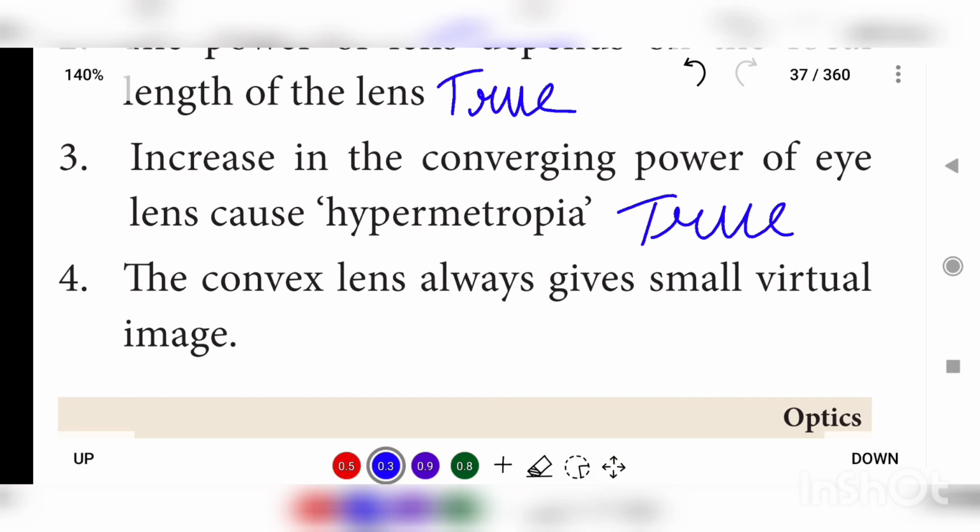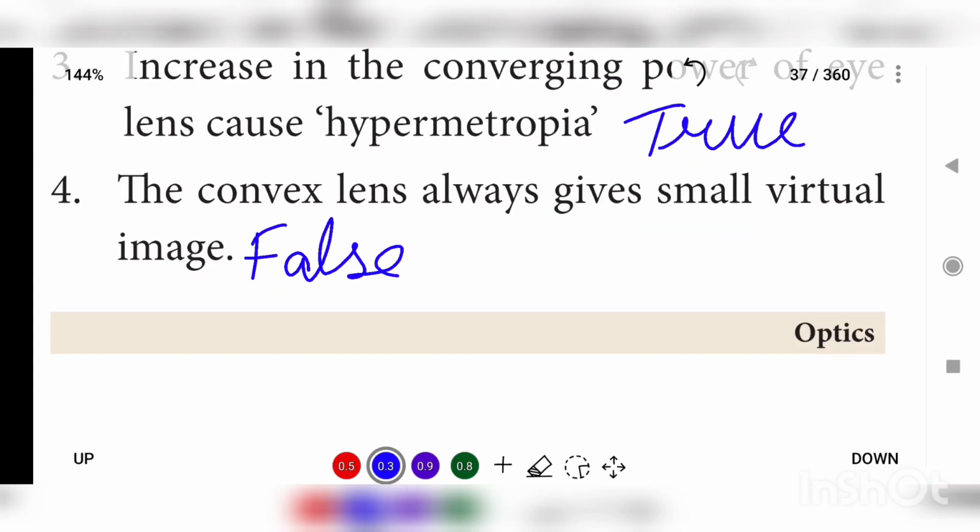Answer, true. Fourth one, the convex lens always gives small virtual image. Answer, false. So the correct statement is the convex lens gives enlarged virtual image when it is placed between pole and principal focus. So it is false.